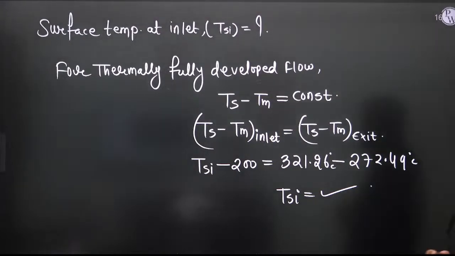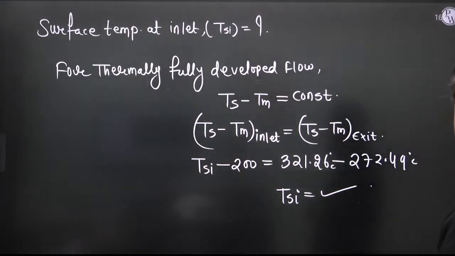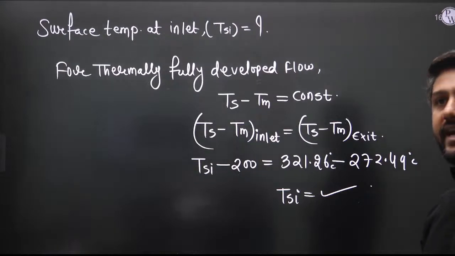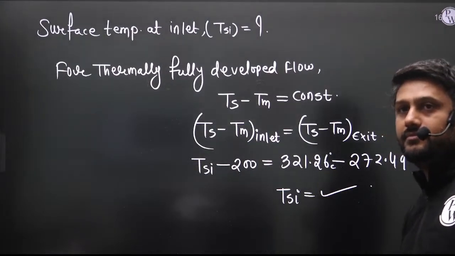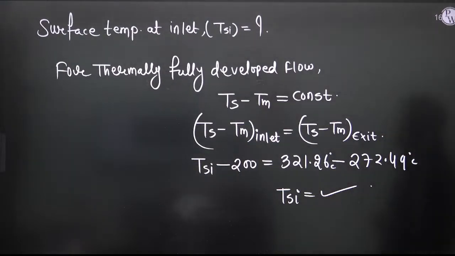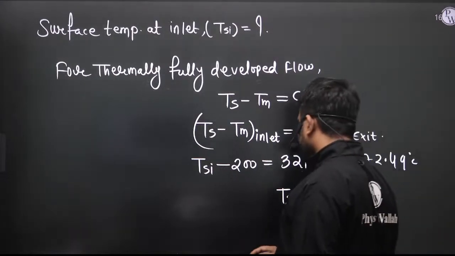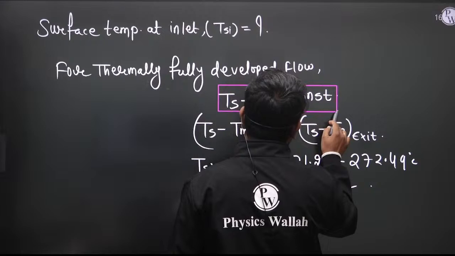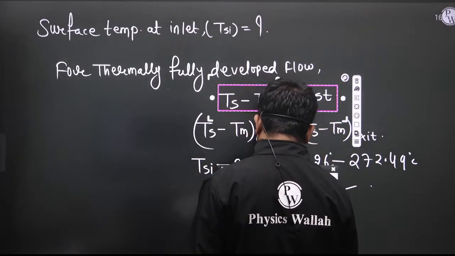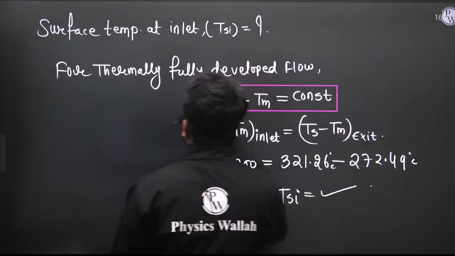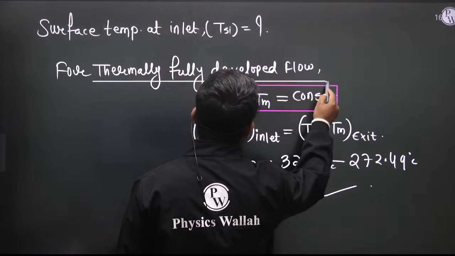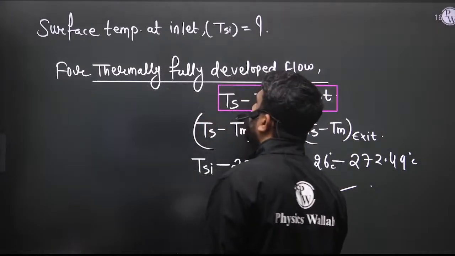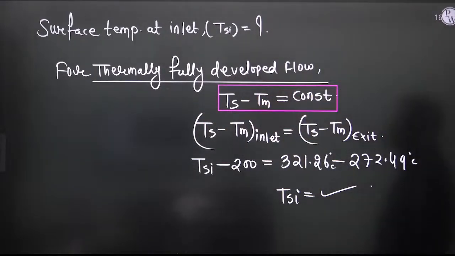The answer is 248 point something. So always remember this concept: Ts minus Tm is constant for constant heat flux condition in the thermally fully developed region.